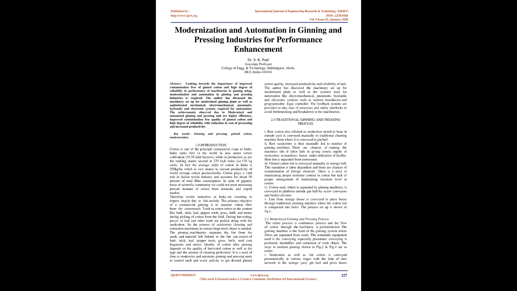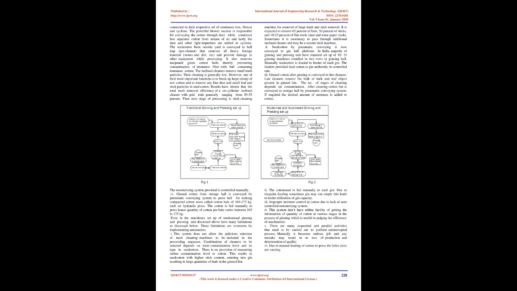The author has discussed the machinery setup for a modernized plant as well as the systems used for automation like electromechanical, pneumatic, hydraulic, and electronic systems such as sensors, transducers and programmable logic controller. The feedback systems are provided to take care of processes and safety interlocks to avoid bottlenecking and breakdown in the machineries. 2.0 Traditional ginning and pressing process.